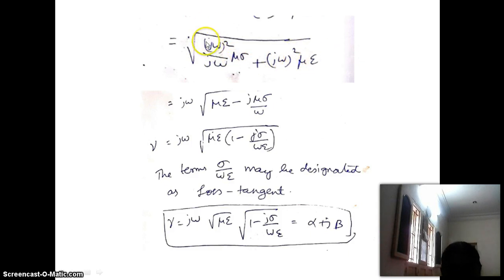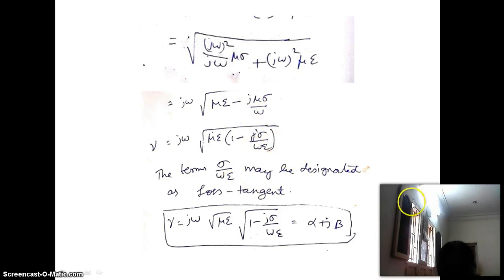Root of j omega the whole square can be taken as j omega outside. Here also j omega the whole square, here also j omega the whole square. So, take j omega outside: j omega into root of mu epsilon. Here the term is mu sigma by omega. So, gamma equal to j omega into root mu epsilon outside. Here 1 minus, so when you take mu epsilon outside, in the denominator you will simply have j sigma by omega epsilon.